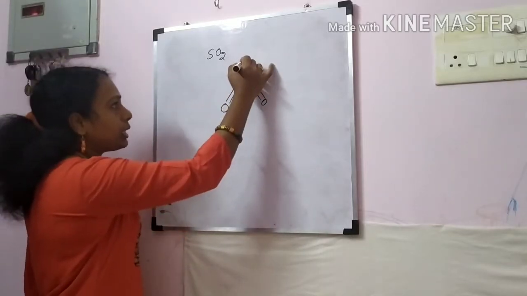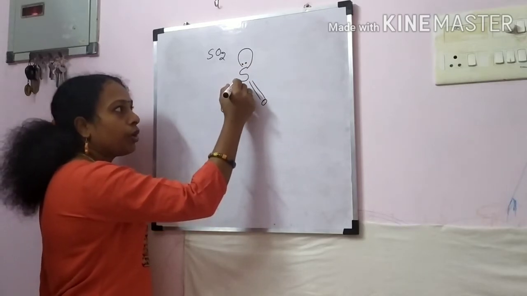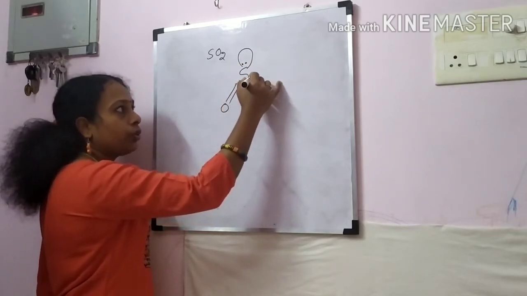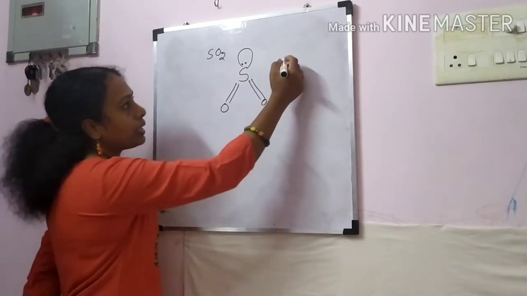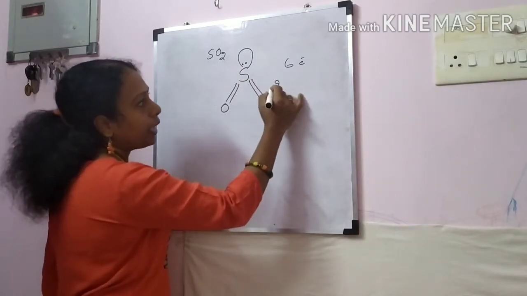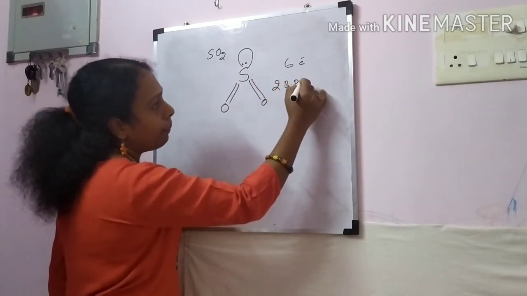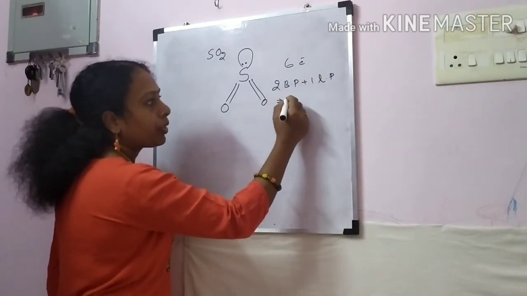So 6 electrons are there. 2 electrons are bonded with oxygen here, 2 electrons. So 4 plus 2, 6 electrons have gone. Sulfur is having 6 electrons. So 2 bond pairs and 1 lone pair. The condition is 2 bond pairs plus 1 lone pair. Okay, the shape will be bent shape.